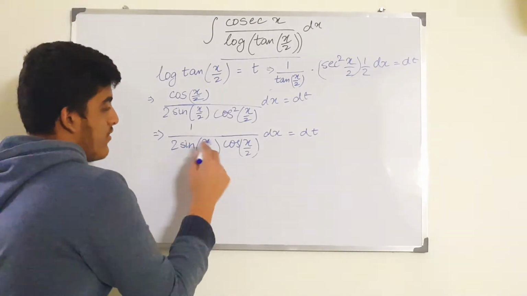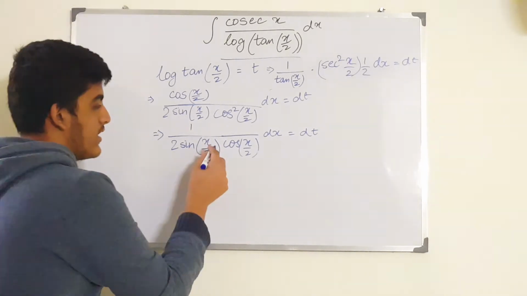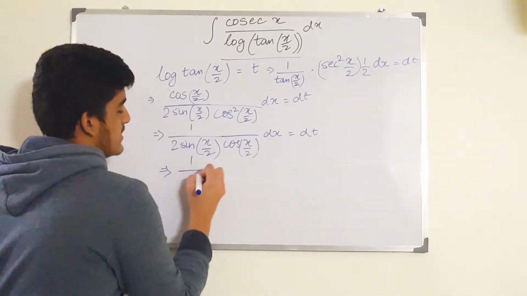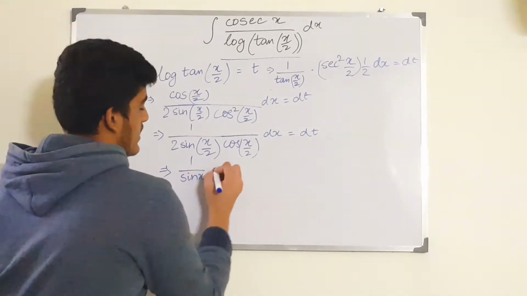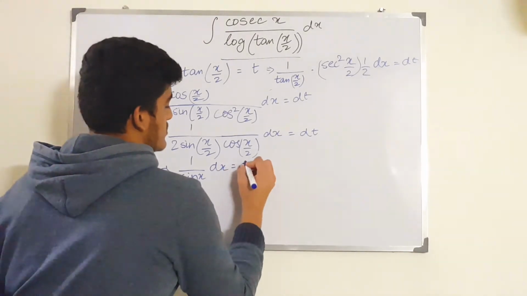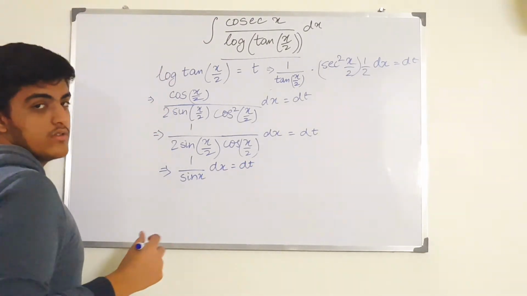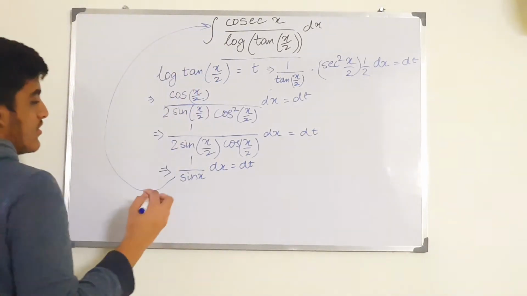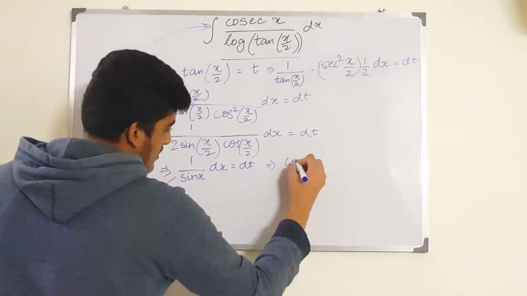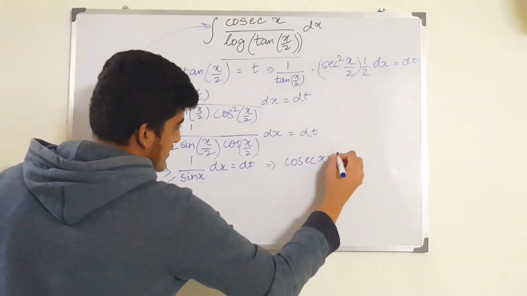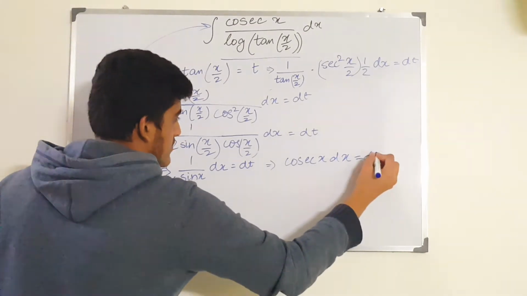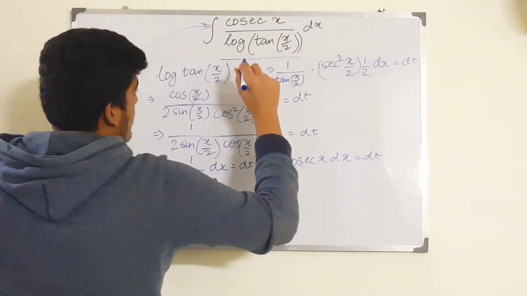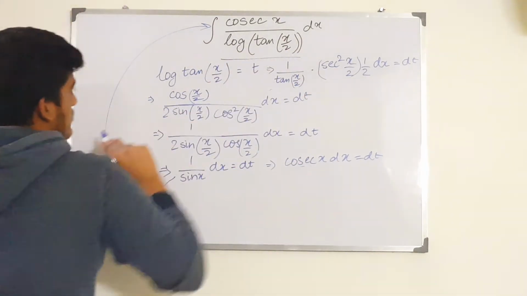Here the variable is x by 2. So multiply it by 2 and we have sine x. So 1 by sine x dx is equal to dt. So now we do have the numerator. This is cosec x dx is equal to dt. We substitute dt with the entire numerator and we put in t in place of the denominator.